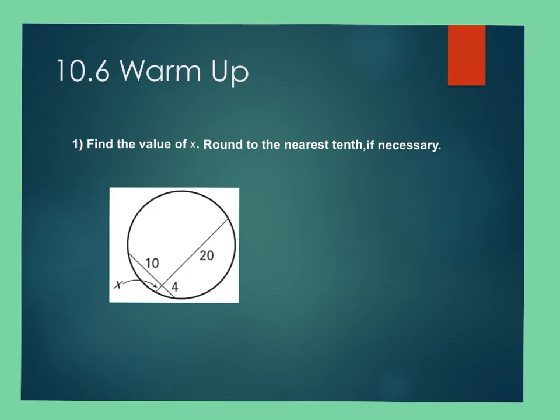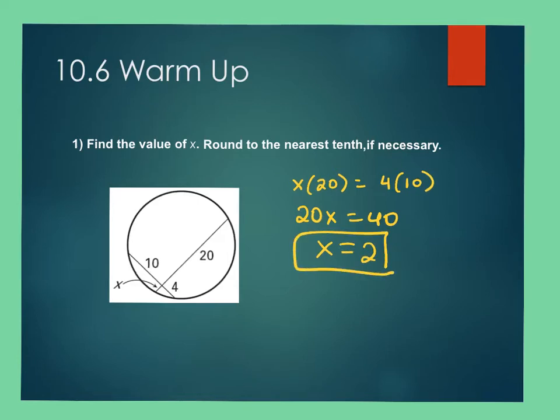So this is the chord scenario in which we have to multiply, and it would be x times 20 would equal 4 times 10. 20x would equal 40, and x would equal 2. We good on that one?